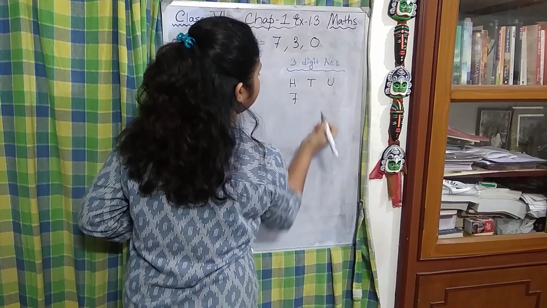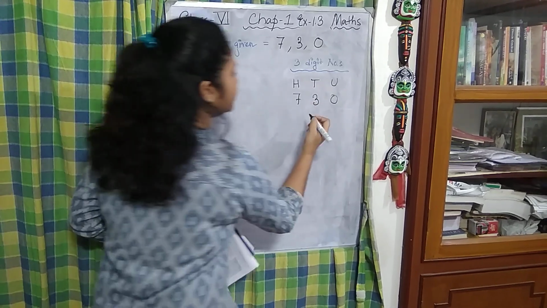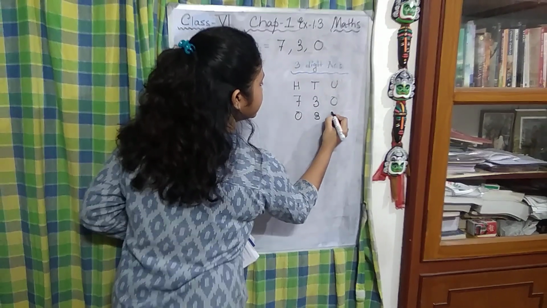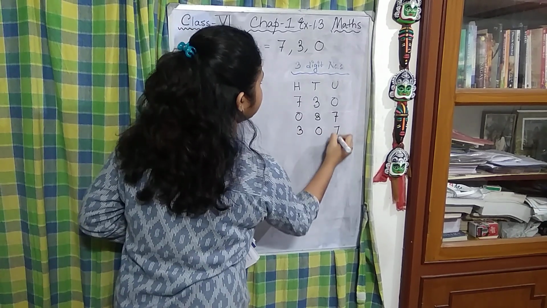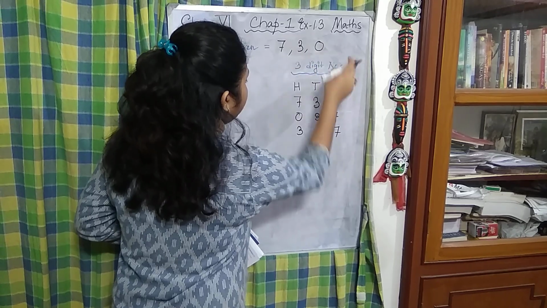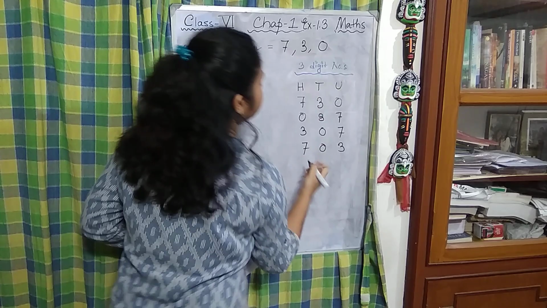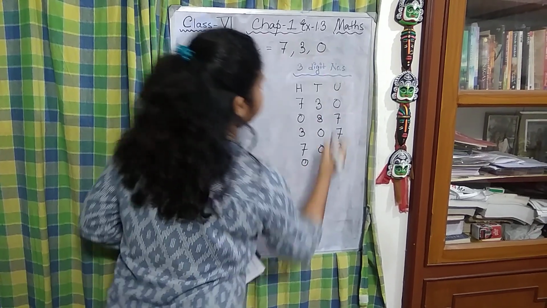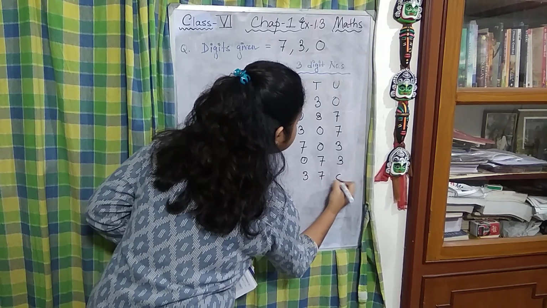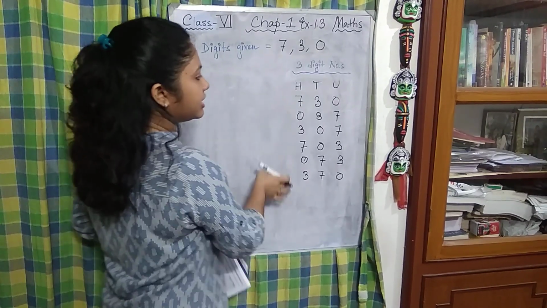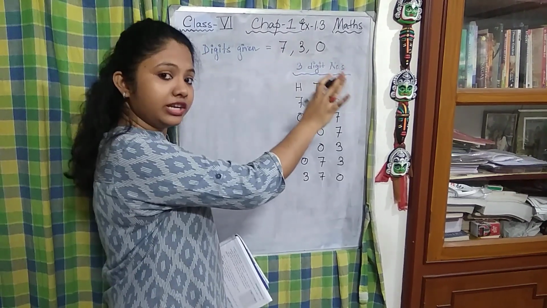Similarly 730, keeping 3 in the common position, it will be 0 3 7, right? Then again 3 0 7, then 7 0 3. Now again, following the same procedure, it will be 0 7 3, and 3 7 0. Now see, all the 6 combinations came out here, but we needed 3-digit numbers, right?